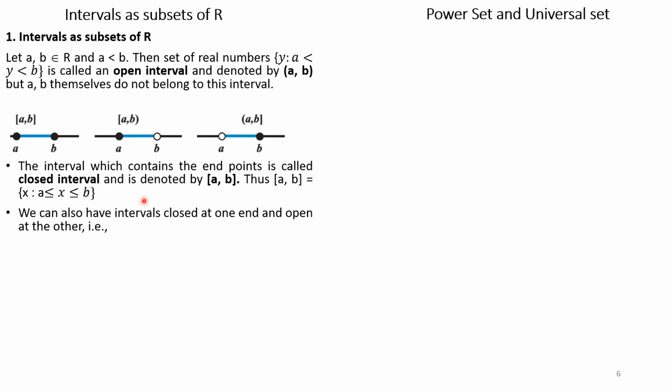We can also have intervals closed at one end and open at the other. Here in the second figure, A is a closed end, shown in black, so it is written as a square bracket, A comma B, closed with a small bracket. So B is an open end and A is the closed end. Hence, [a, b) is equal to x such that a is less than or equal to x, less than b, an interval from a to b, including a but excluding b.